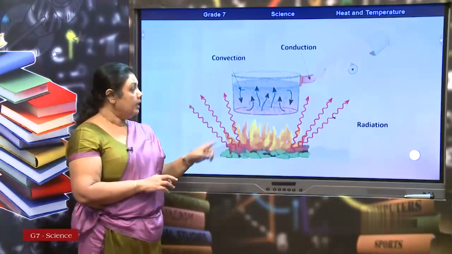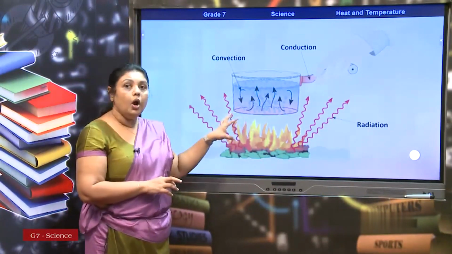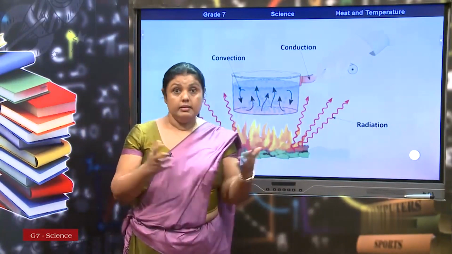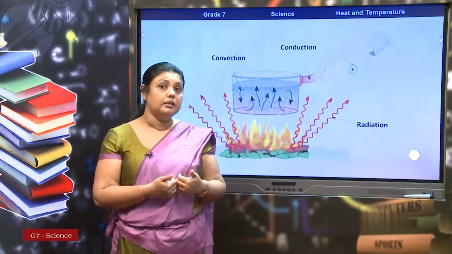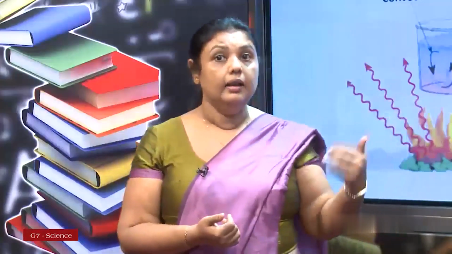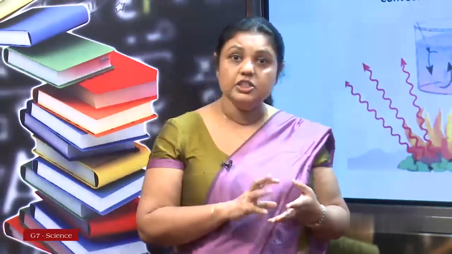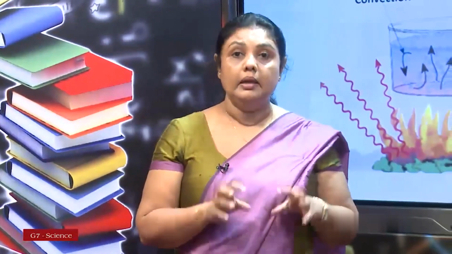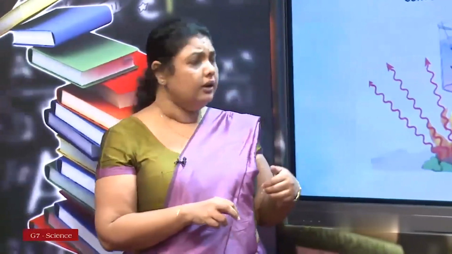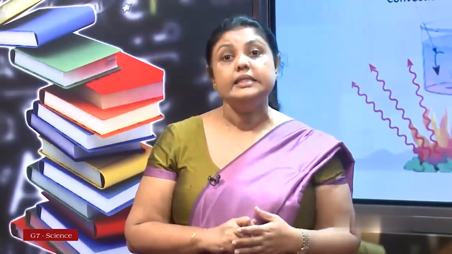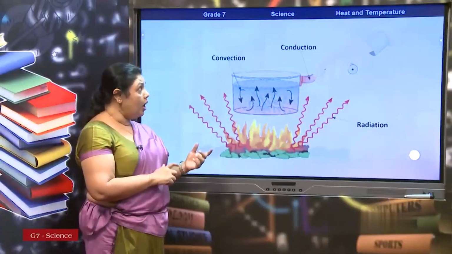Radiation is without the involvement of particles. You know very well that when light comes from space, there are no particles in space, there is a vacuum, but still it can come through it. That means radiation can happen through medium particles, but even if they are not there, it moves from one place to another. So, that is the basic idea. We are going to learn about these in detail. We will see how this happens.